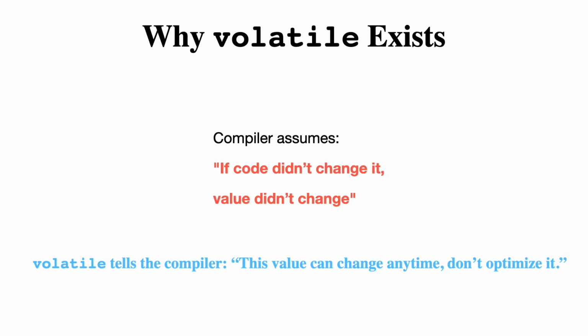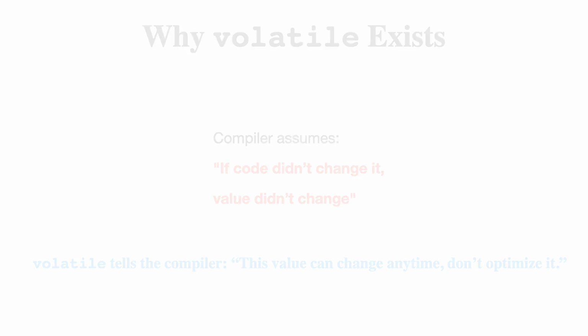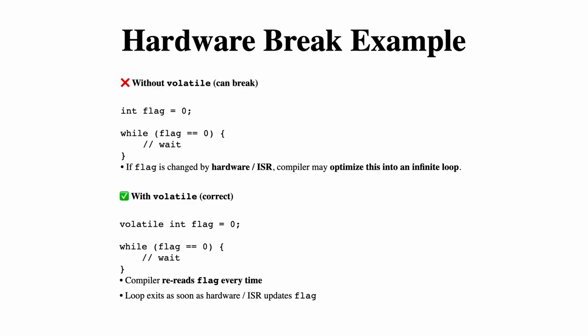Let's move to the volatile keyword. Compilers aggressively optimize code. If your code does not modify a variable, the compiler assumes the value never changes. This assumption breaks hardware interaction. So let's see how we can break the hardware. Few of you may have already seen this problem, and maybe you will see it again, and that's why I'm putting it here.